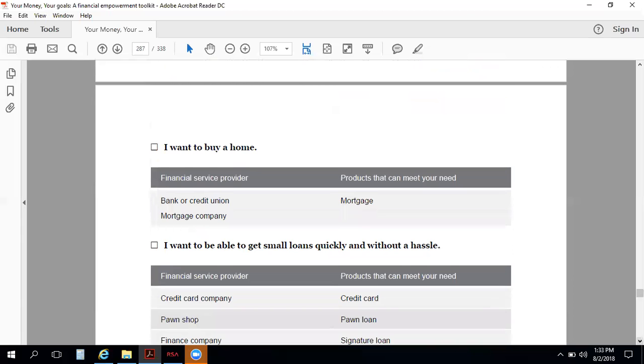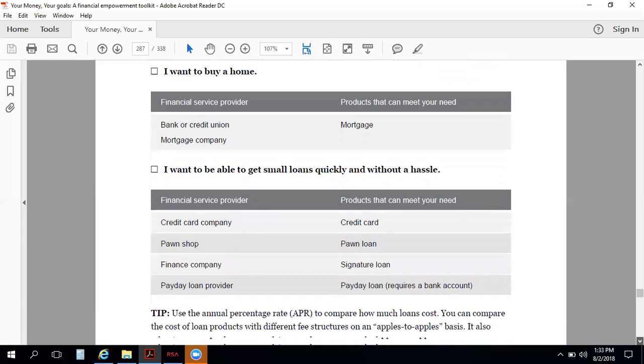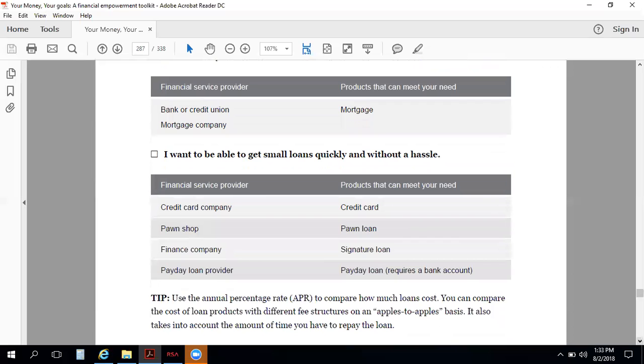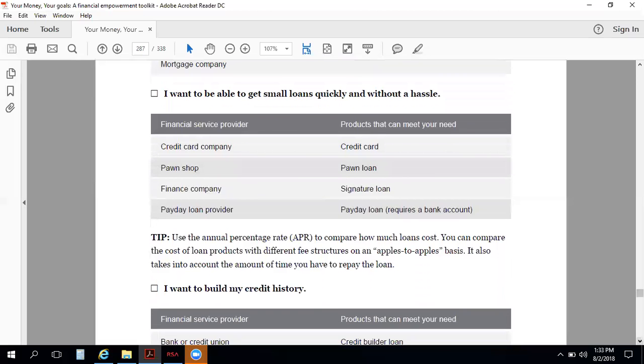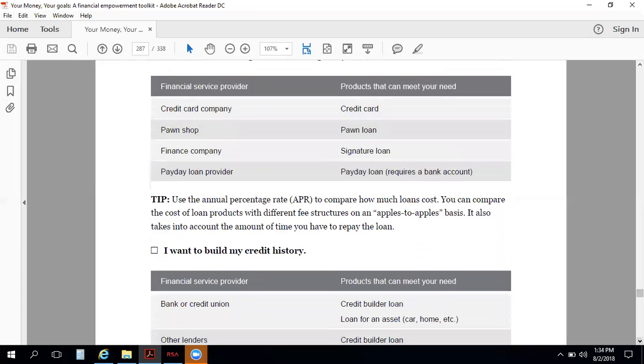I want to buy a home. I want to be able to get a loan as quickly as possible. So what are some of the options for getting a loan? From a credit card, a pawn shop, a finance company, a payday loan vendor. Not going to go into that very much because we talked about the downsides of using some of these services in previous webinars. The payday loan vendors can charge an exorbitant amount of fees. And if a client can't pay a payday loan back within a 14-day period, they're going to owe even more on the loan than they would originally.